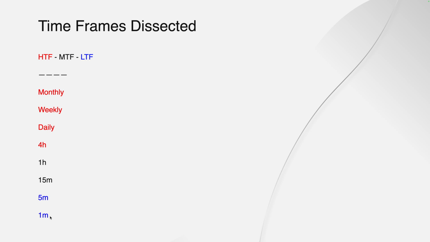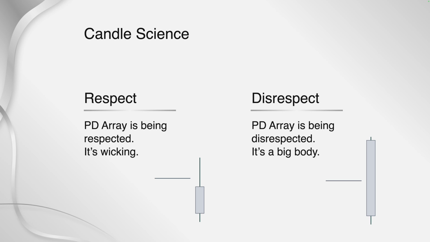That is how we dissect the time frames, a little bit easier to understand what we are referring to when we refer to the higher time frame or the lower time frame or the mid time frame. Then from those time frames, which we're going to dive into more in depth later on as well, we now need to understand, of course, the basis of candle science. The basis of candle science refers to respect and disrespect, because respect and disrespect tell us everything we need to know about what the next candle likely will do as well.